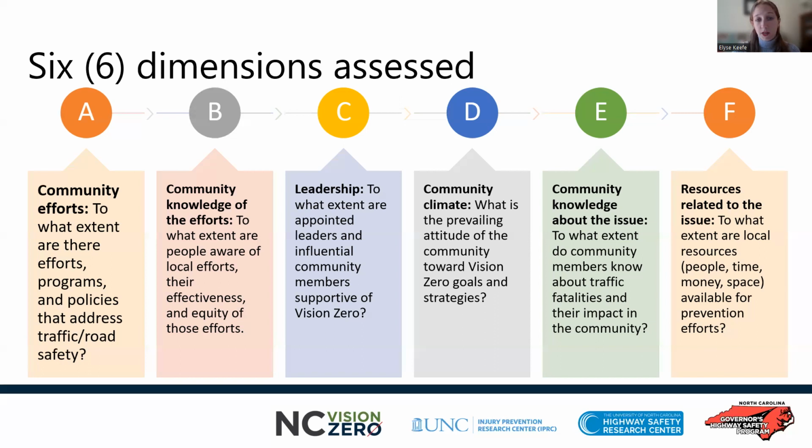Number 5 is community knowledge about the issue. So are people in the community aware of the prevalence, trends, common factors, more dangerous areas, and kind of underlying root causes of road violence locally? And then finally, resources. So what does the community have at its disposal for addressing road fatalities? And this is not just financial, this is, of course, also people, time, skills, meeting space, and so forth.